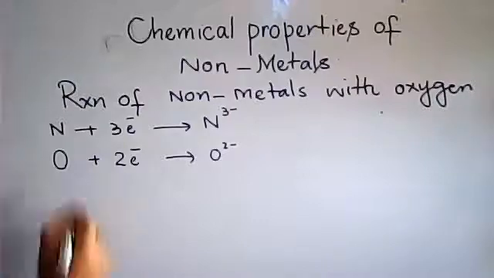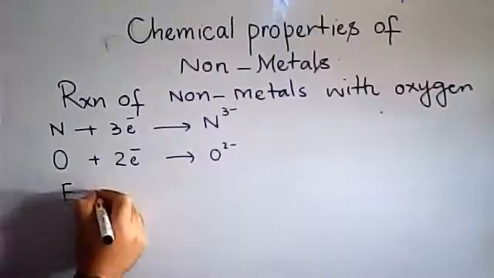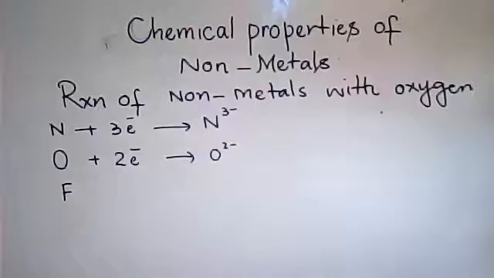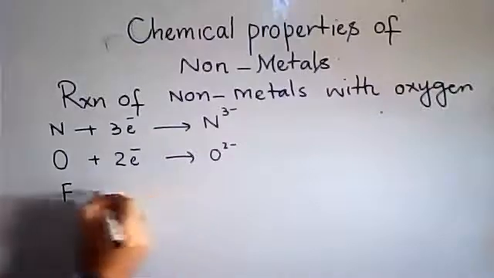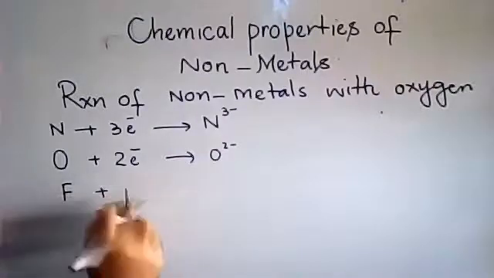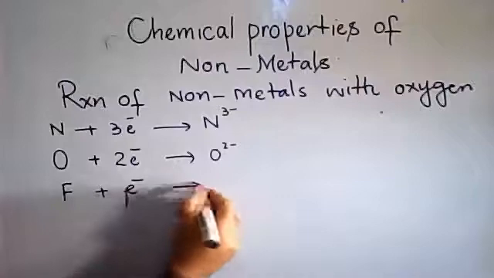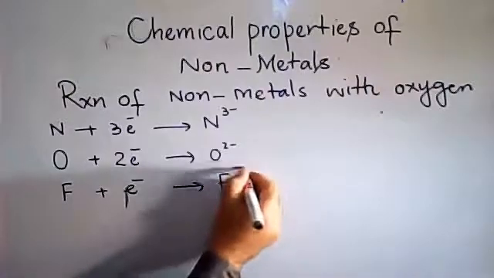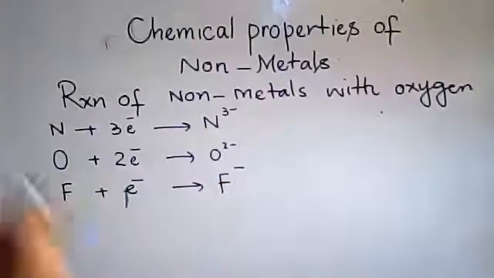Similarly, we have fluorine. What is the atomic number of fluorine? It's 9. Means in its first shell, there will be 2 electrons. In its second shell, there will be 7 electrons. In order to complete its octet, it will gain an electron. So this fluorine will gain 1 electron. So we'll write here electron, and it will give fluorine 1 negative. Okay, dear. Now we have seen these non-metals.